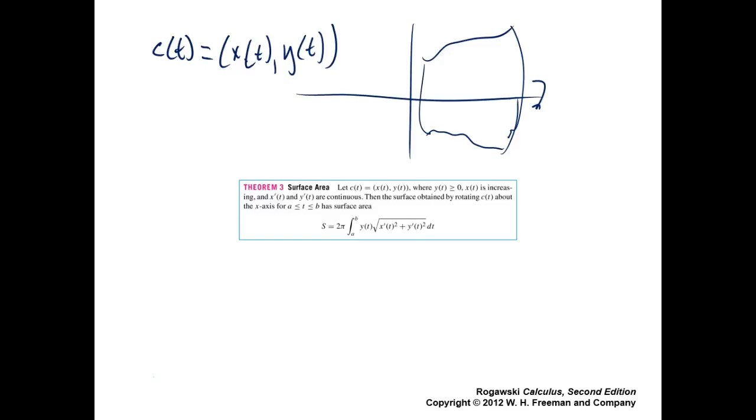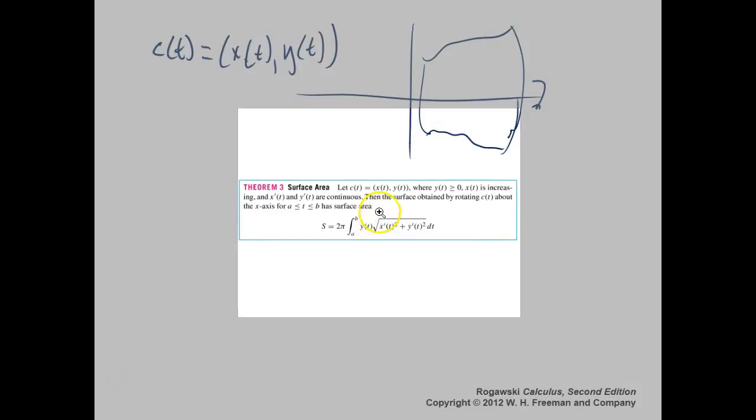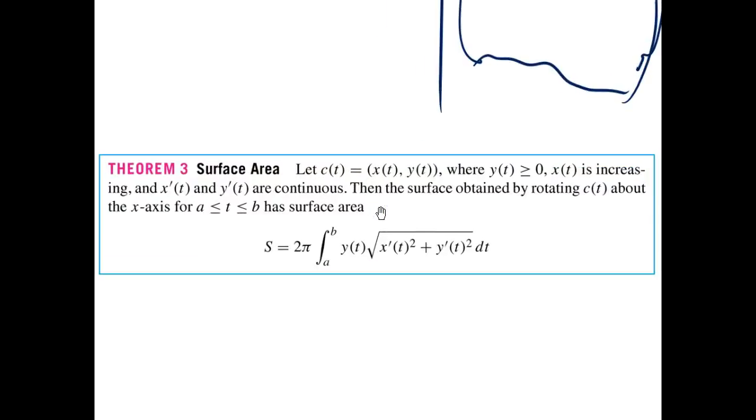So here is the theorem. I'll expand on this. My picture isn't all that great anyway, but let's blow this up appropriately. All right. So let C of t be x of t, y of t, where y of t is always greater than or equal to 0. You don't have it crossing the x-axis anywhere. You could touch it, but not cross it. x of t is increasing, so you don't have any backing up on itself. y of t could be going up and down. x of t, though, is increasing.